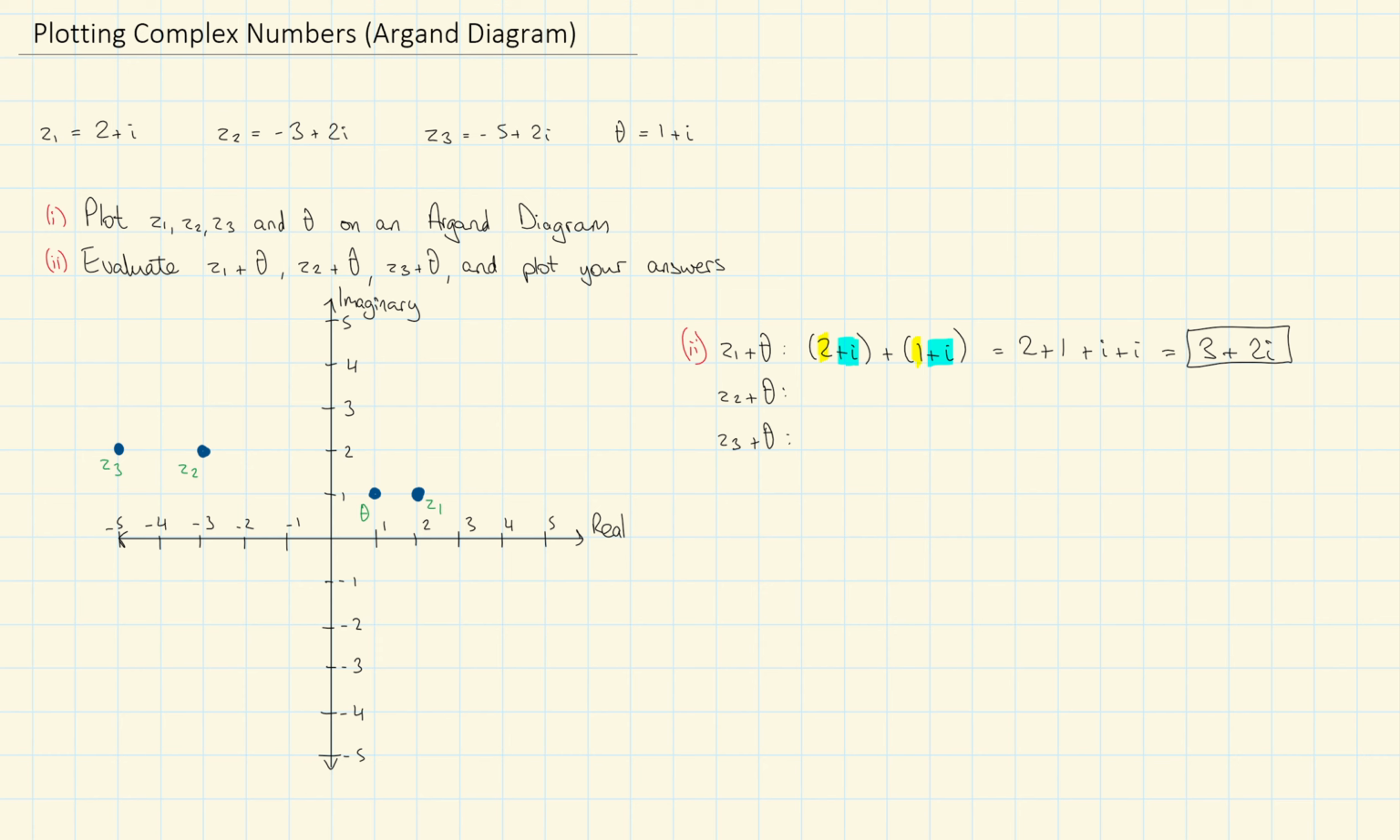We'll answer these first and then plot them. Z2 plus theta is -3 plus 2i plus 1 plus i. Again, real with real, imaginary with imaginary. That's -3 plus 1 plus 2i plus i, which will give me -2 plus 3i.